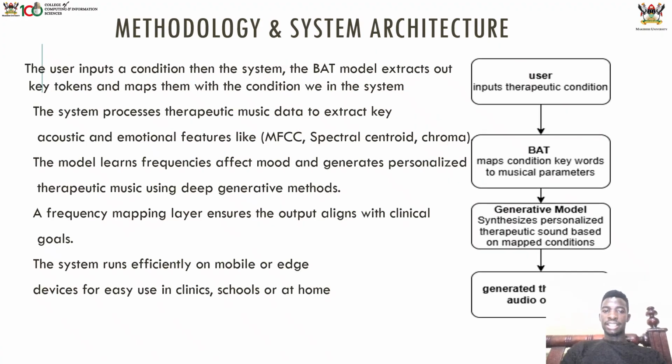Now, on system architecture, how the system is going to be functioning from the user's perspective, and also what's taking place behind the scenes. The user inputs a condition, then you have the BAT model, which maps the keywords to the music parameters. The model will map those conditions to the different music which is needed, and then we generate an audio file.